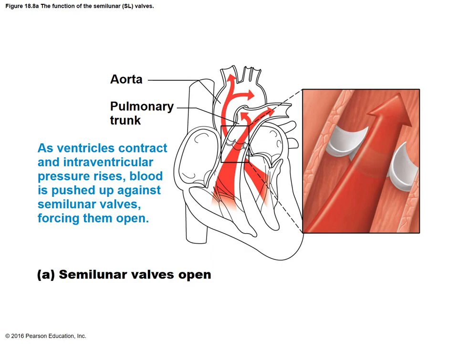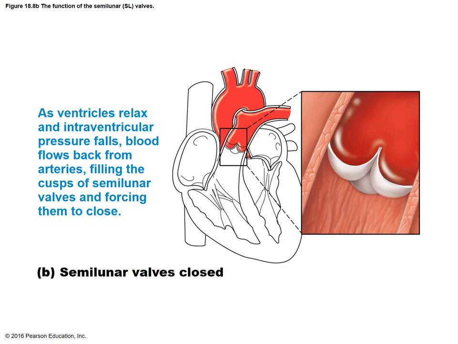That is shown here: as the ventricles contract, pressure rises, the blood is pushed up against the semilunar valves, and that's going to force them to open. And then as the ventricles relax and the pressure drops, it's going to force the valves to close.